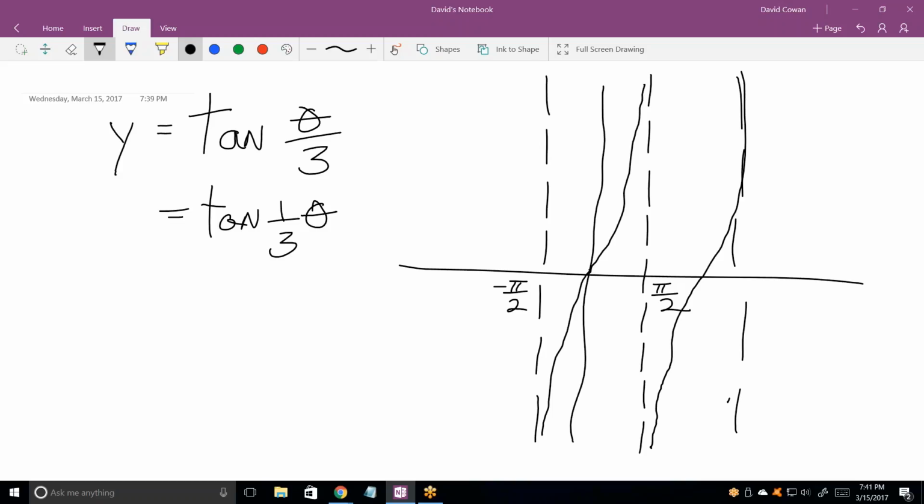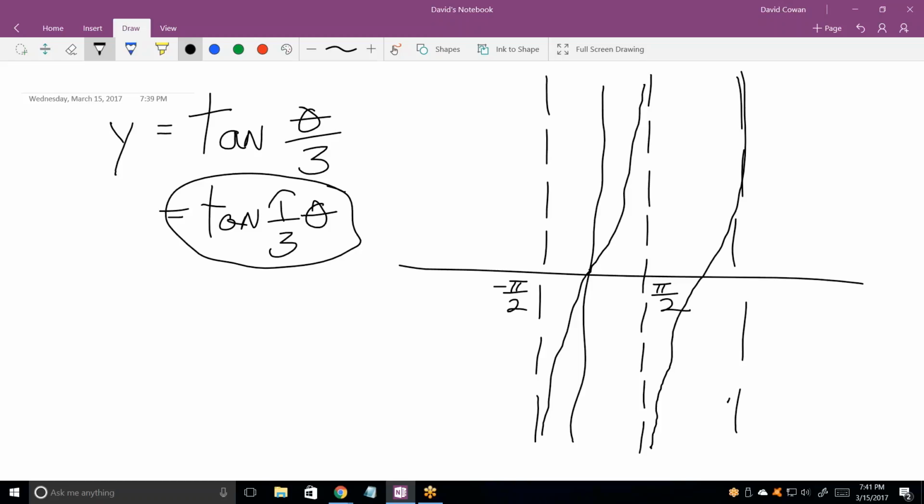Something like that, okay? What's the difference between the regular tangent and our tangent? It is spread out a little bit more. Right. The period is different.